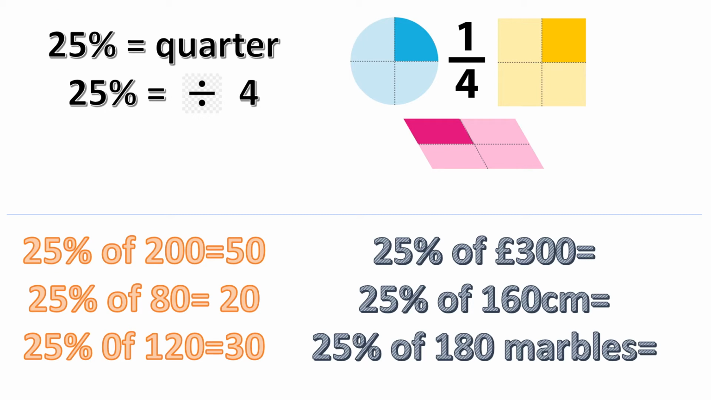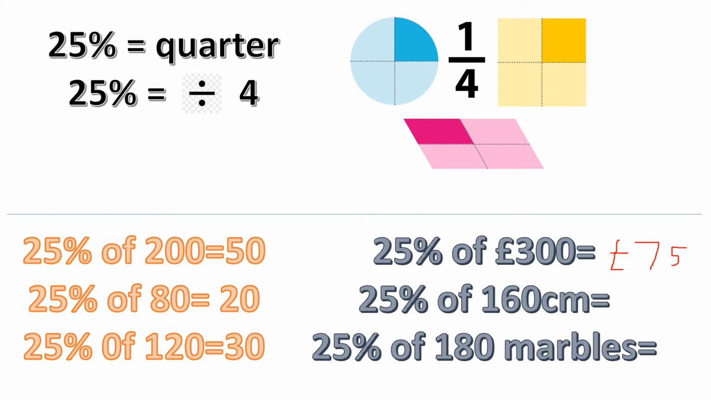Okay, let's see what you got. Okay, so 25% of 300. So let's halve 300. Half of 300 is 150 and then half of 150 is, do you know, 75 pounds. These are numbers that you need to learn. If you don't know half of these numbers, you just need to learn them.